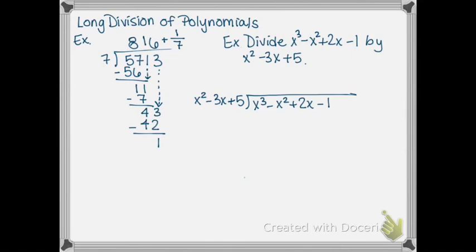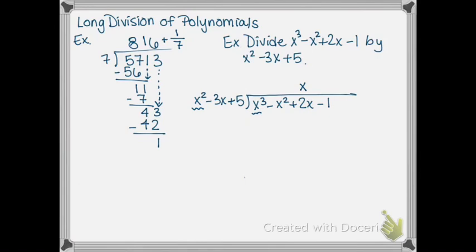Okay, so the first thing we want to do is we're going to multiply, and we need to multiply x squared by something to get x cubed. Well, what do we multiply x squared by to get x cubed? Well, just x. I'm going to write this above the 2x because I want to leave the same degrees kind of lined up. And you learned in a previous video that the degree means exponent.